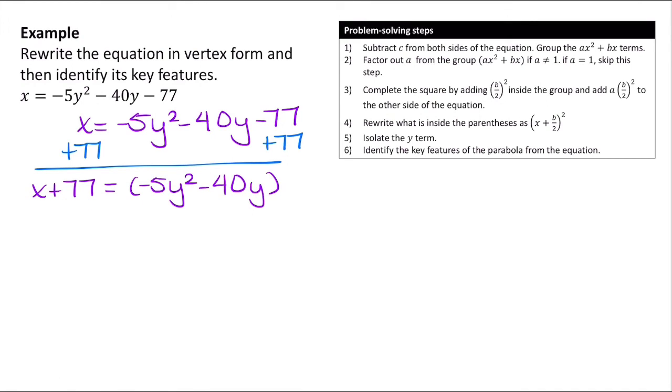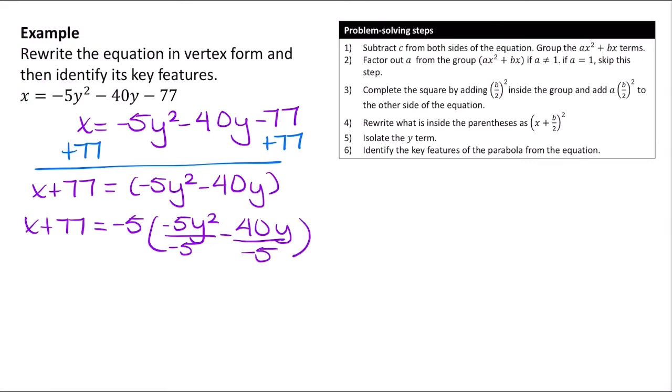So here my a is definitely not equal to 1, so I'm going to go ahead and factor out a from both of these terms. So I'm going to divide everything by negative 5. So I have negative 5y squared divided by negative 5, minus 40y divided by negative 5. So I have x plus 77 equals negative 5 times, and negative 5y squared over negative 5 is just going to be y squared, minus 40y over negative 5 is going to be plus 8y.